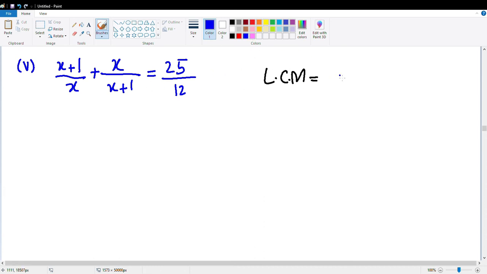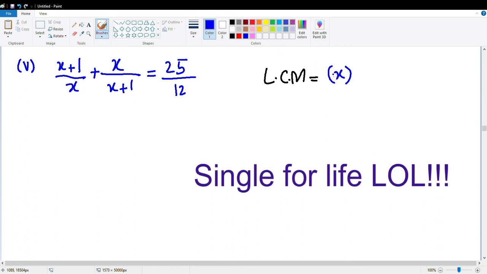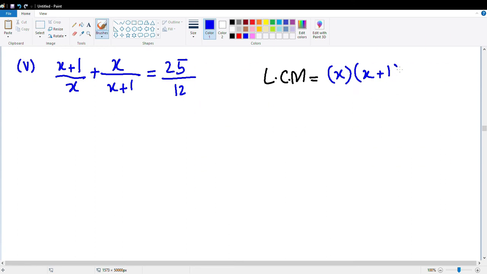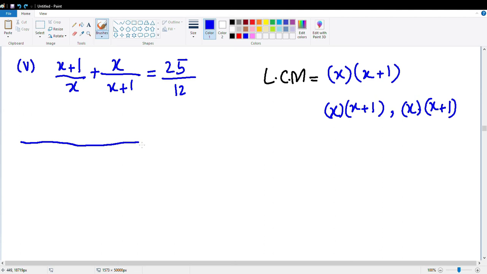It will equal x, as it's a singular term, x into x plus 1. And what I'm going to do is, since it's the LCM, I'm going to multiply the denominators of each of the fractions on the left-hand side by this LCM. So I have x into x plus 1 and x into x plus 1. First, let me just draw the line, and we have 25 over 12 over here.